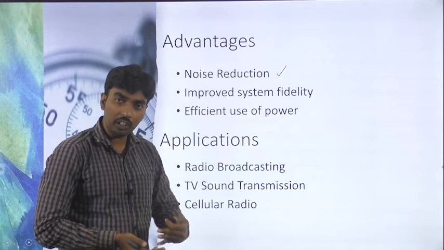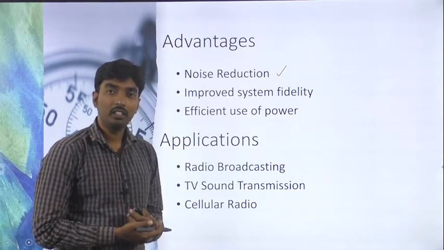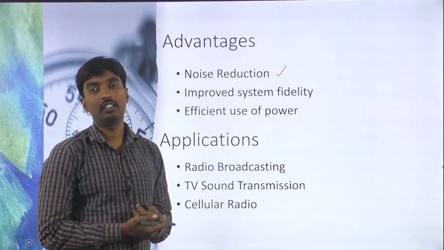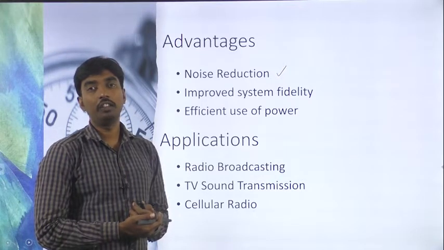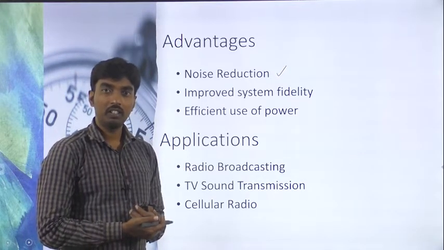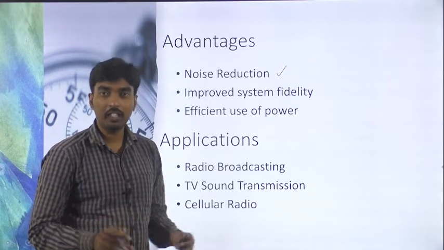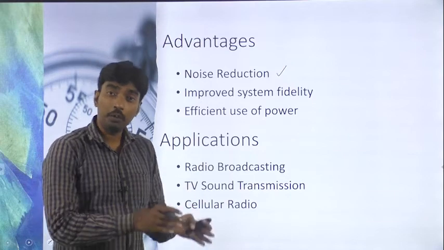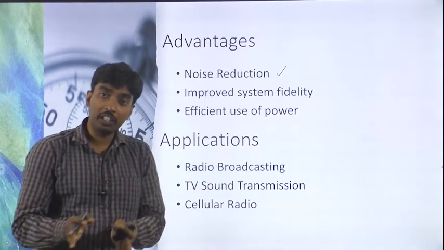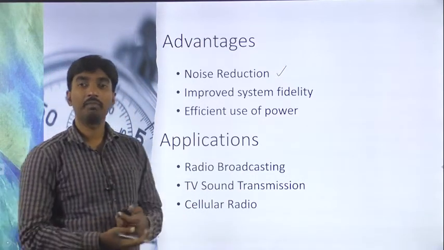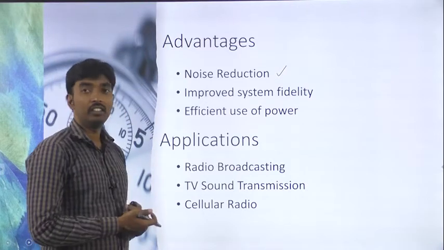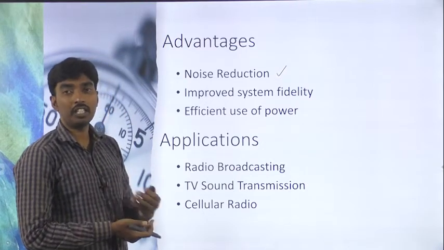Whereas in frequency modulation, the frequency is carrying the information, the frequency never gets affected by noise. Whereas the amplitude of frequency modulated signal is constant. Now effect of noise is very less in the frequency modulation. That is the best advantage, right?